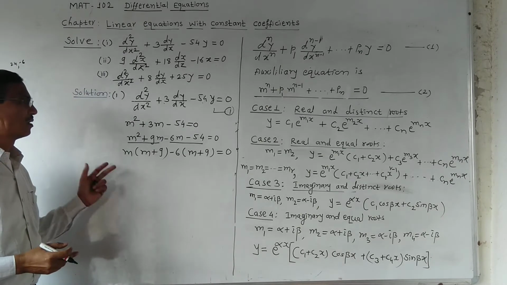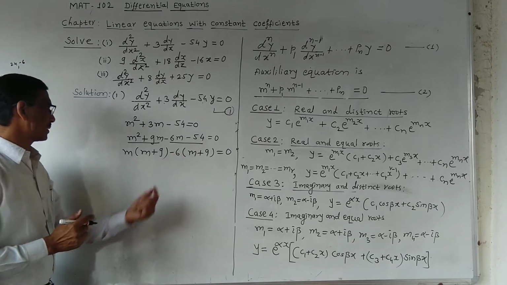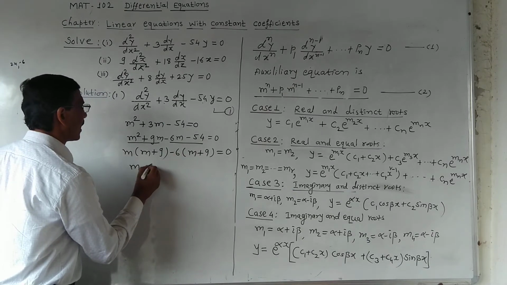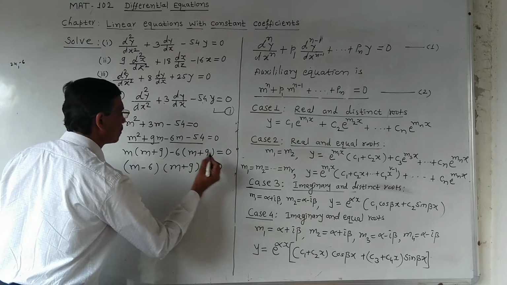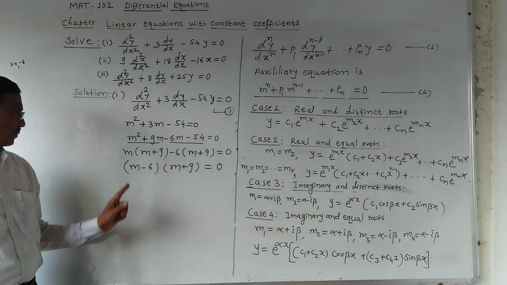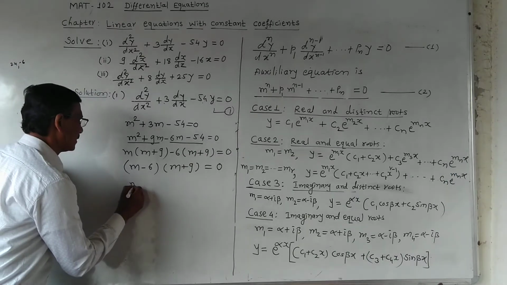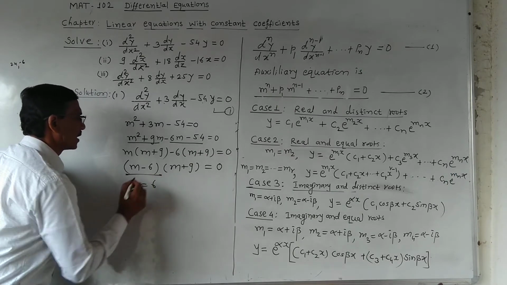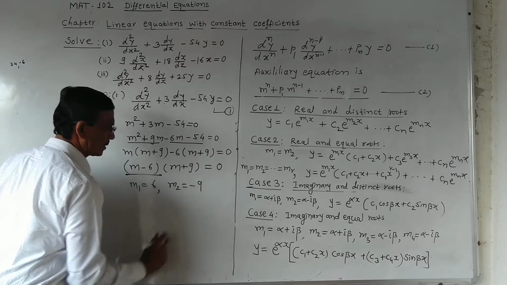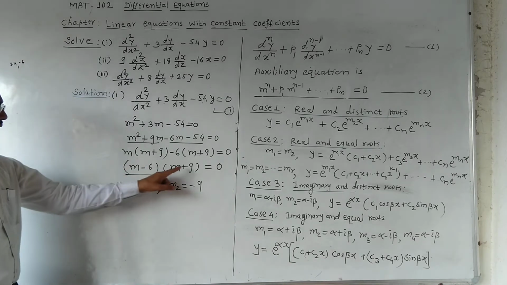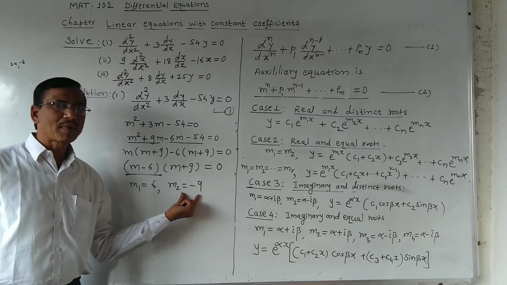We know this method of finding the factors from school level. Again take m plus 9 common, therefore it will become m minus 6 into m plus 9 is equal to 0. That means either m minus 6 is equal to 0 or m plus 9 is equal to 0. This implies m1 is equal to 6 and m2 is equal to minus 9. Now the roots are 6 and minus 9.